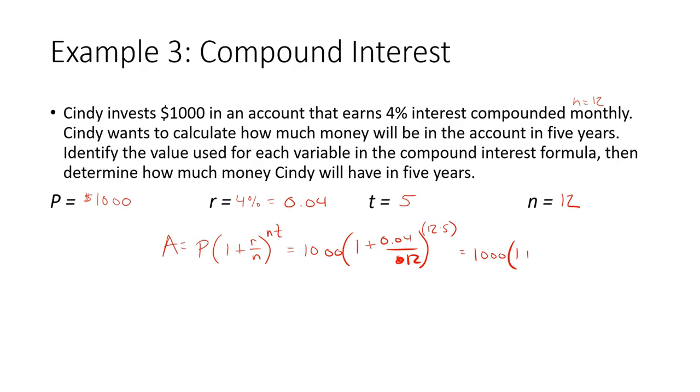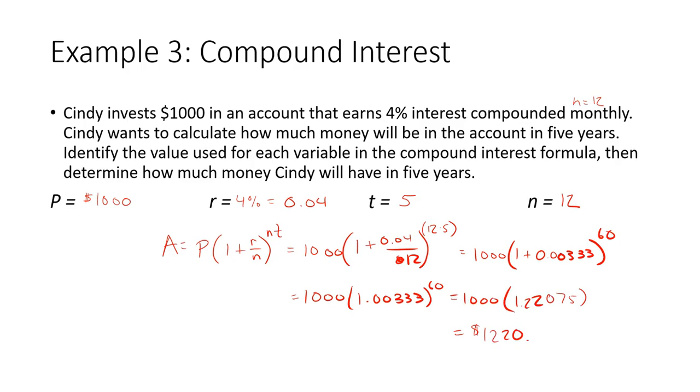1,000 times 1 plus 0.00333, raised to the power of 12 times 5, which is 60. This equals 1,000 times 1.00333 to the 60th power, or 1,000 times 1.22075, $1,220.75 at the end of 5 years.